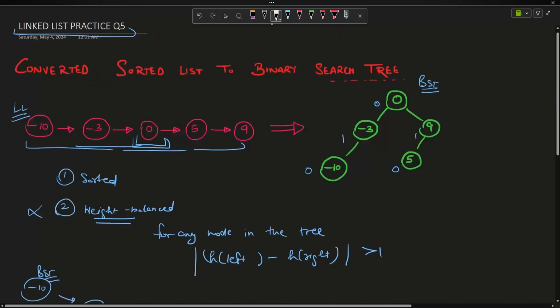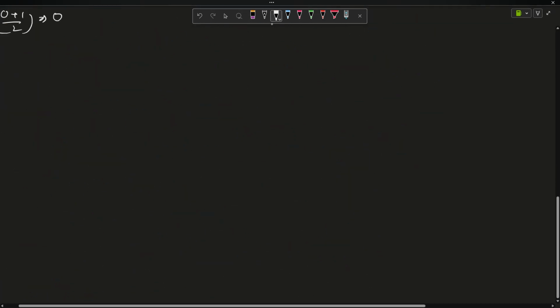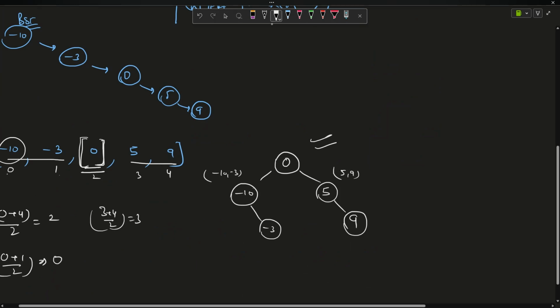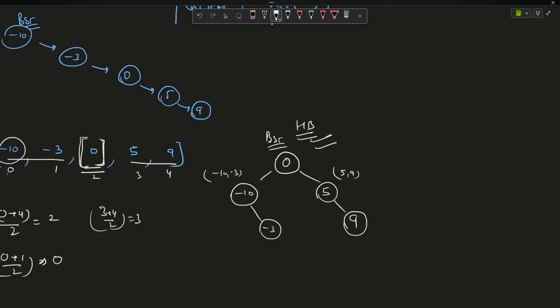Now these two trees are actually different, but both are valid. Why? Because this is also a BST, and this is also height balanced. So both the properties are taken care of, and the question wants you to give a valid tree. It doesn't matter that the tree should match the example output only. It should be a balanced tree only, right?